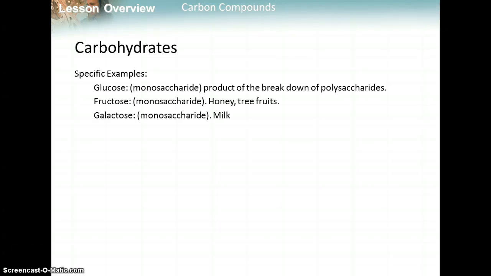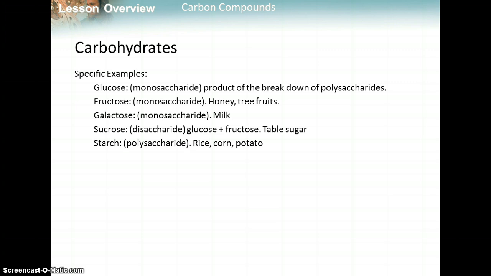Fructose is a monosaccharide that's found in fruit and also honey. Galactose is the monosaccharide, the sugar that's found in milk. And then you get into some disaccharides here, sucrose, like your table sugar. Every candy is made out of sucrose, which is when you pair up glucose and fructose together. So that's a disaccharide. Starch, you find that again in rice, corn, and potato. That's used more for structural purposes in a plant. That's a polysaccharide. So starch is made out of many simple sugars paired up together.